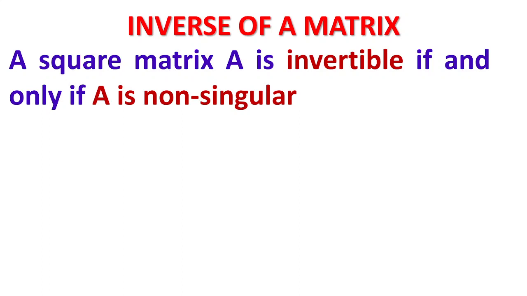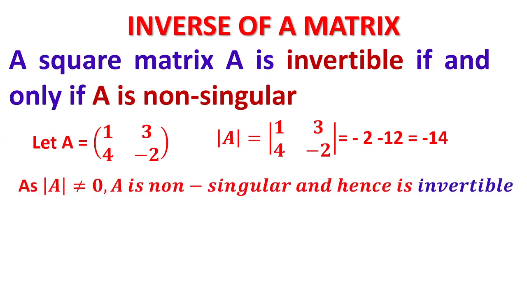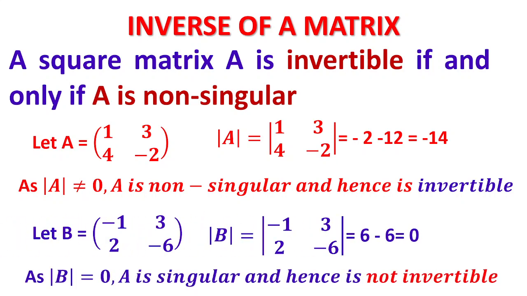Okay. Now let us go to the inverse of a matrix. A square matrix A is invertible only if it is non-singular. The meaning is, only if determinant A is non-zero can we find the inverse. Suppose A is given and determinant A is minus 14, therefore it is invertible. Let B be this matrix and the determinant value is 0, therefore it is not invertible. Remember that if the determinant value is 0, it is called a singular matrix. For a non-singular matrix only, the inverse exists.